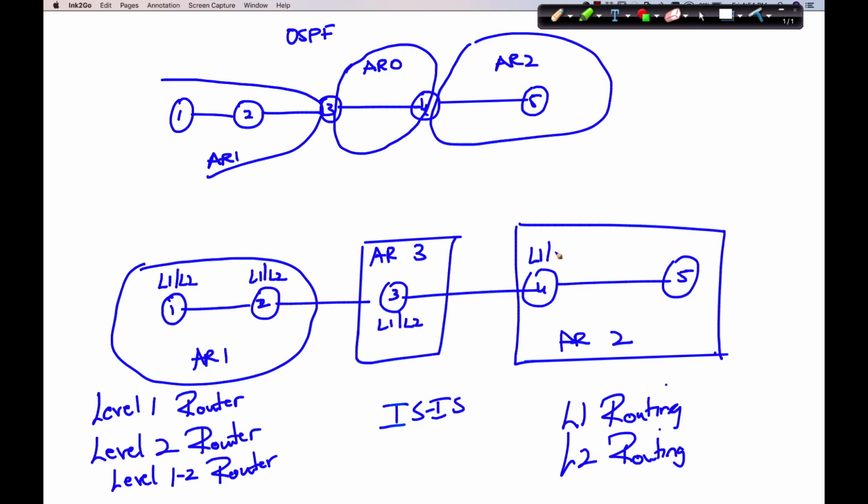This would be a level 1, level 2, and this would be a level 1, level 2 router. This is by default. And now let's talk about the adjacency. What are the basic thumb rules for adjacency?